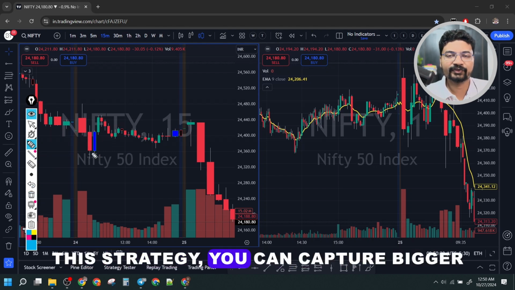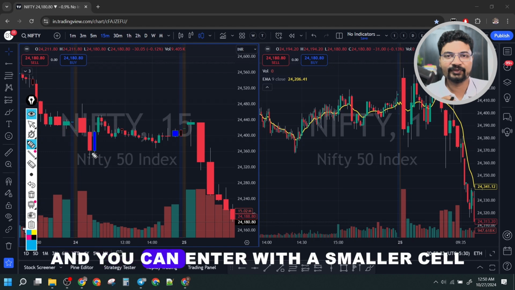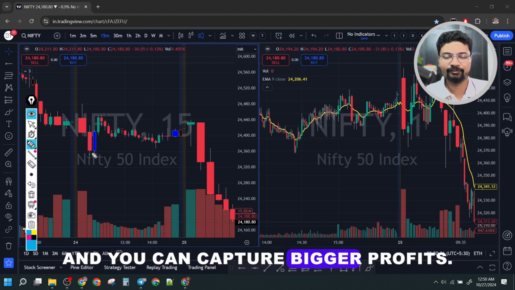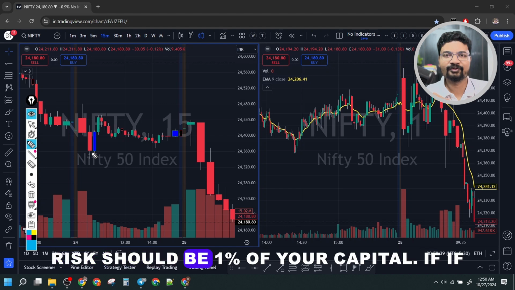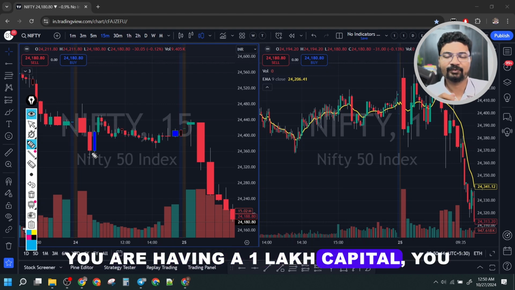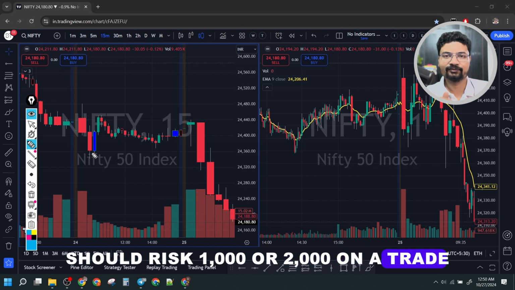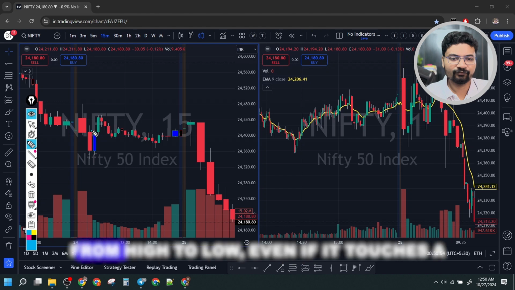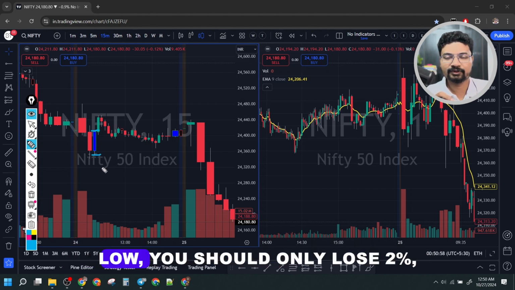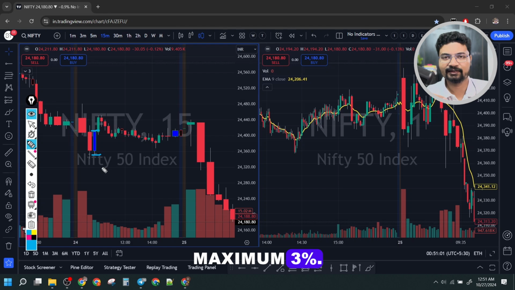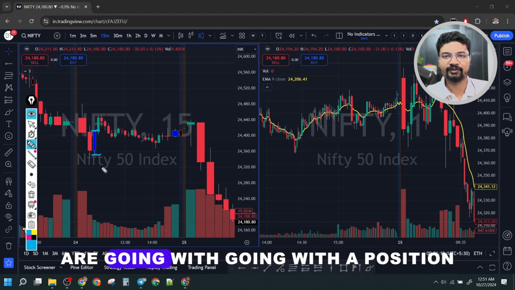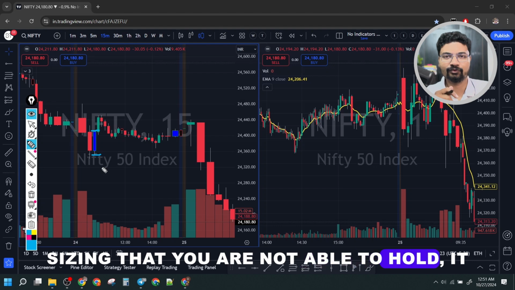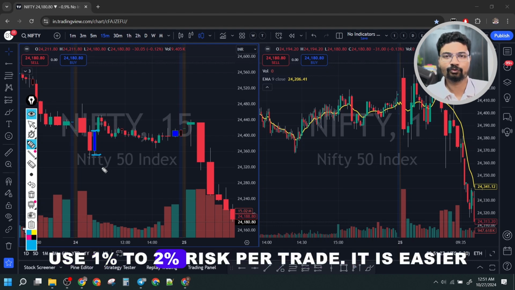Let's see. With this strategy, you can capture bigger profits, and you can enter with a small SL, and you can capture bigger profits. And the risk should be 1% of your capital. If you have a 1 lakh capital, you should risk 1,000 or 2,000 on a trade. That is 1% to 2% of the capital for this inside bar from high to low. Even if it touches the low, you should only lose 2%, maximum 3%. Don't go beyond that if you want to stay in the market. If you are taking a bigger position, and if the trade fails, that will be difficult for you. If you are going with a position sizing that you are not able to hold, it will be a problem. Use 1% to 2% risk per trade.